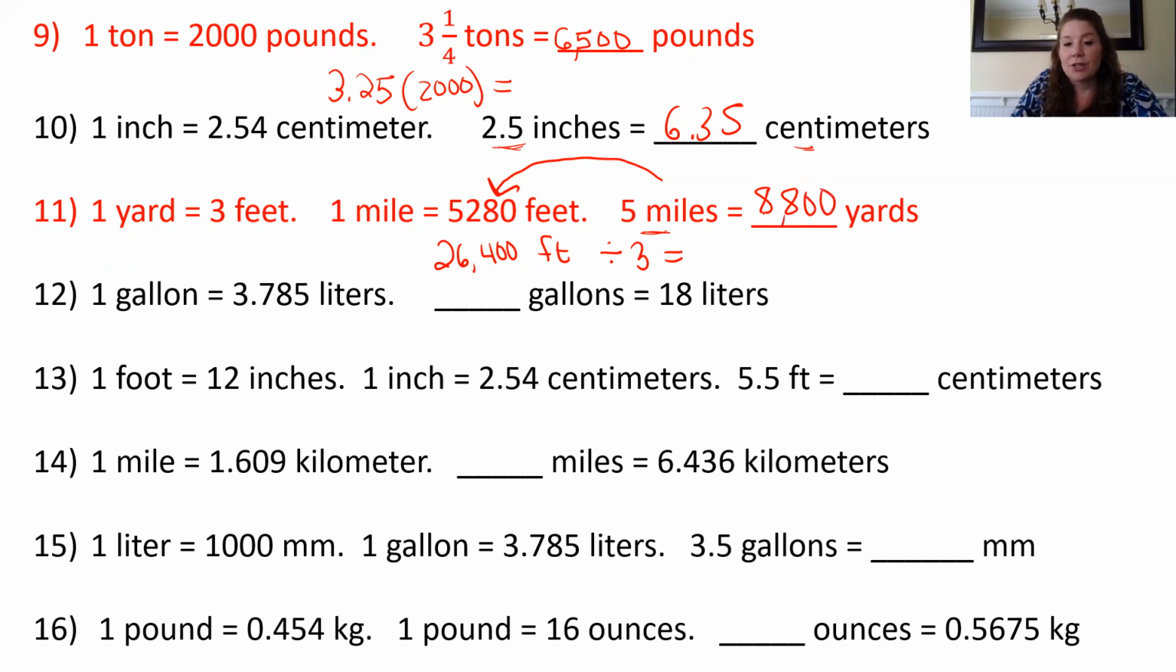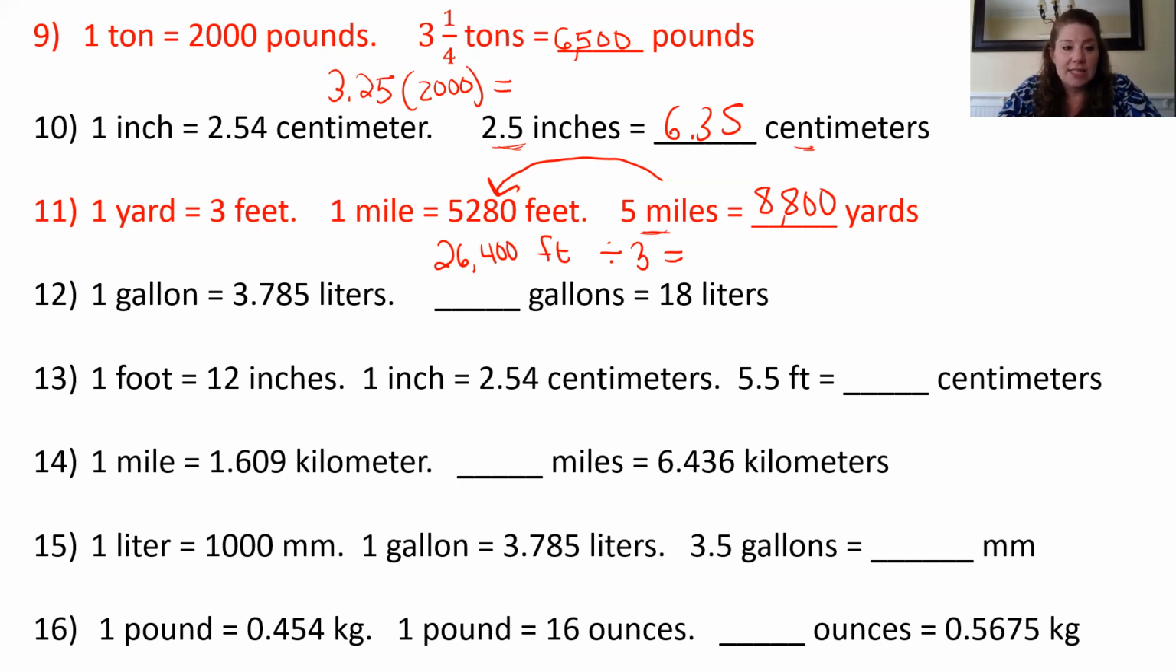So 26,400 divided by 3 is 8,800 yards. All right, so how would I check myself? Well, how many feet would I have for 8,800 yards? 8,800 yards times 3 feet is 26,400. And then if I want to know if that's 5 miles, to check my answer, I'm going to divide by 5,280. And sure enough, that tells me it's 5 miles. So I know my answer is right.